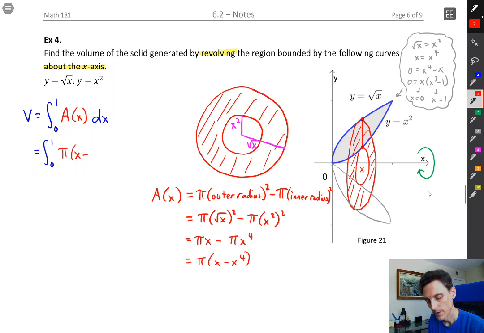And now we're putting in our area of our washers, which we came up with this formula for, pi times x minus x to the fourth. And here I'm just going to put a little dot dot dot. This is not too bad of an integral. You should end up with 3 pi over 10.